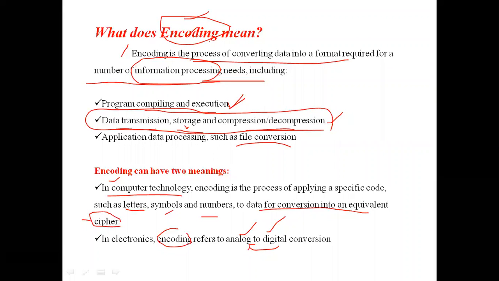In computer technology, the process of converting data, which is a combination of letters, symbols, or numbers, to equivalent cipher text, that means another language, is called encoding. For example, your C program is in a high level language, C language. Next, it is converted to assembly language. Next, it is converted to machine language, and the output will come in machine language. Again, it is converted back to the high level language. That means encoding and decoding.